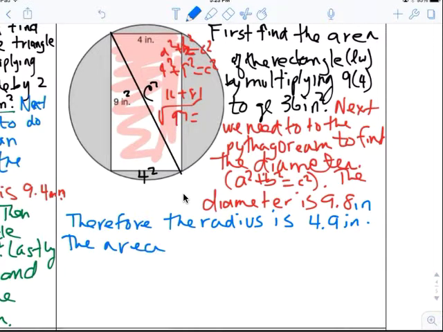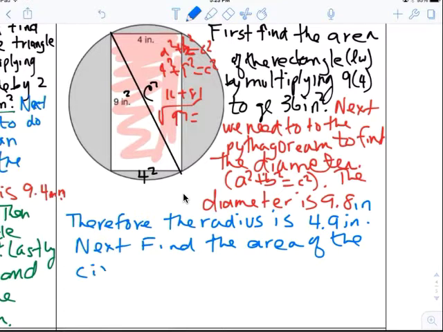Area of a circle. Next, find the area of the circle. Pi r squared. You guys are loud, okay? So 3.14 times 4.9 squared.